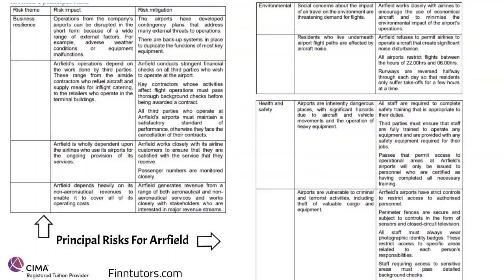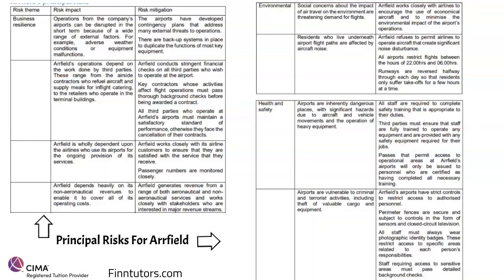So, how will this risk be mitigated? The airports have developed contingency plans that address many external threats to operations. There are backup systems in place to duplicate the functions of most key equipment. So, over here, they've identified the risk and then they've told you how this risk will possibly be mitigated.